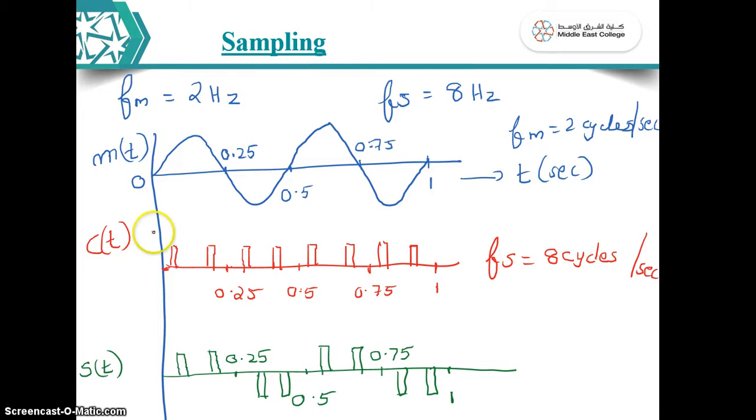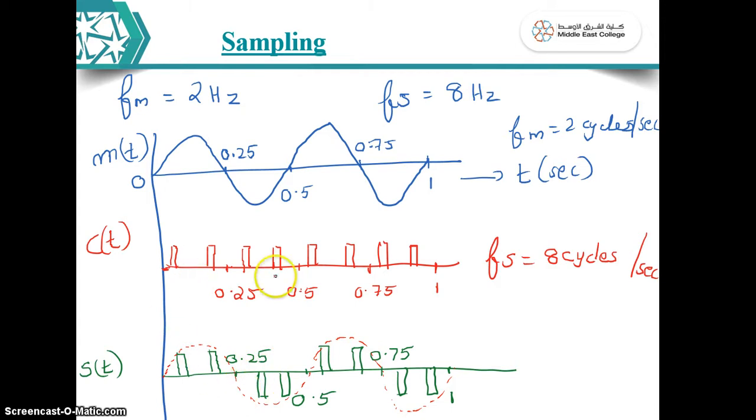Now, I have sampled and I can transmit it. Suppose at the receiver I have to reconstruct the signal. Reconstructing the signal is easy. I can just draw the envelope of the signal. See, I can get the same signal at 2 cycles per second. Maybe there will be some amplitude variation because of noise, but I can reconstruct exactly the same signal.